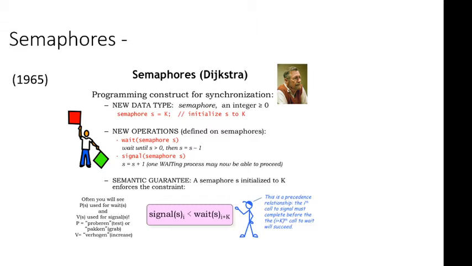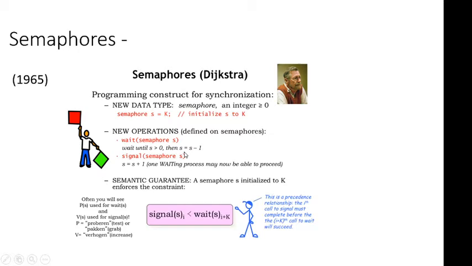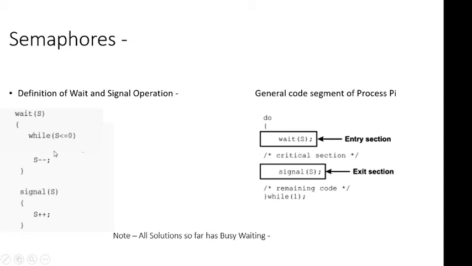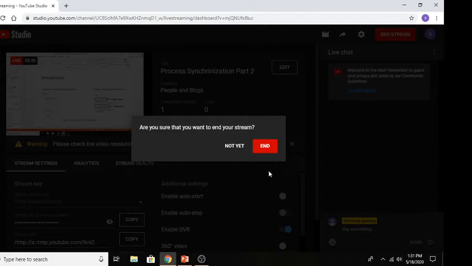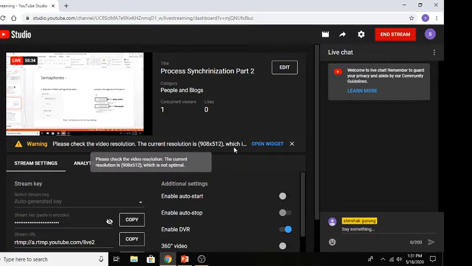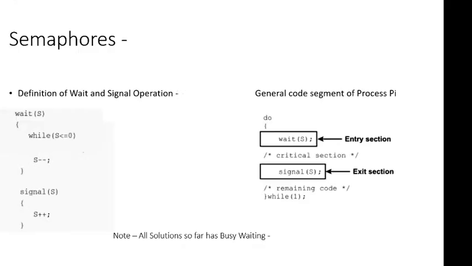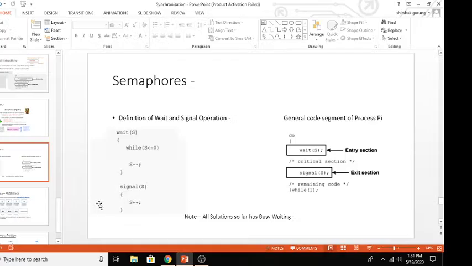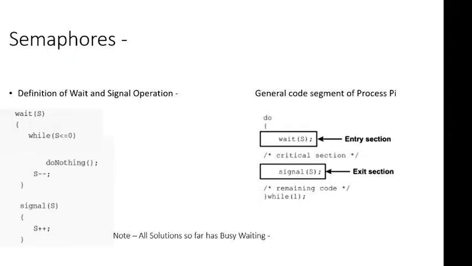Just wait, let me see where the semaphore is. I think you'll understand this better because when I just dictate from the slide, you don't know what is happening. So you have to dive in. This is what a semaphore looks like. What I wanted to really not do is, yeah, I was missing a line of code here.